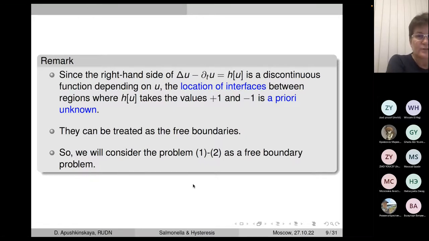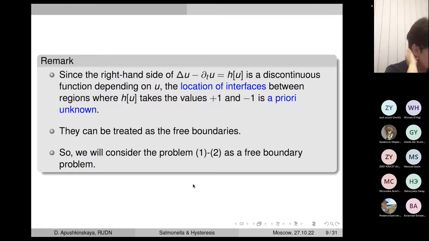Okay, Salmonella we have, hysteresis we have. How do we come to the free boundary? Due to our definition of the hysteresis operator H, we can see that a jump of the right-hand side of this H can happen only on the thresholds. Moreover, we have two types of jumps, jump down and jump up. Jump down is from 1 to minus 1. It's just possible on the threshold alpha. And the jump up from minus 1 to 1 is possible on the thresholds beta. In fact, such a definition just excludes some interesting case, alpha equals beta, from our consideration.